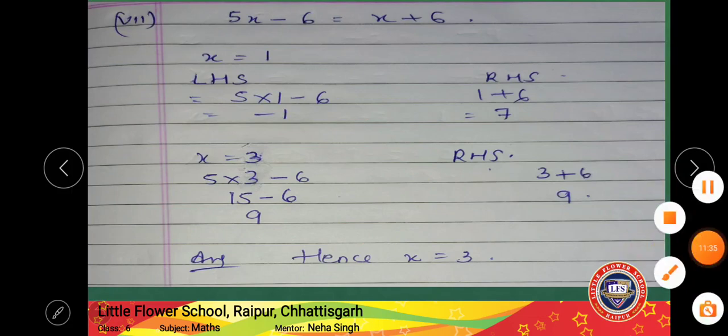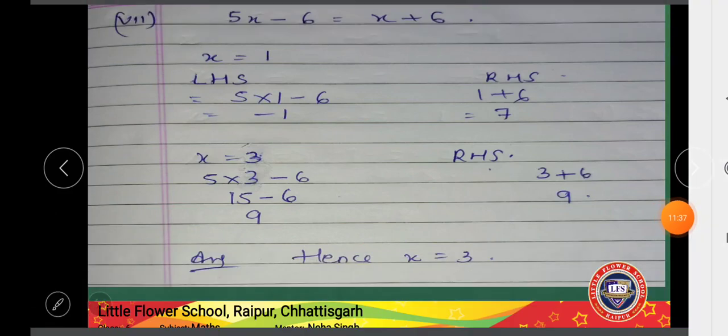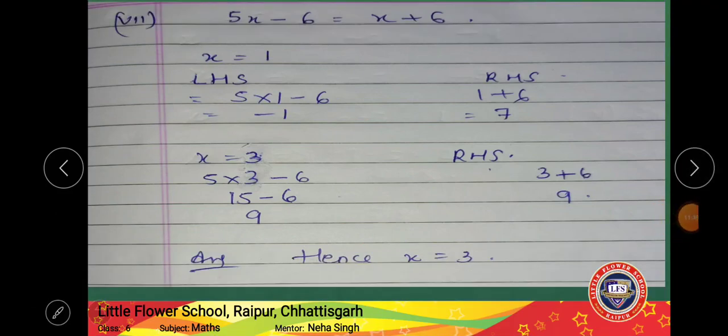Okay, now 5x. So again here also we'll have to solve the RHS and LHS simultaneously. Okay, so for both, first we'll put the value x equals 1, right? So when we put x equals 1, 5 into 1 is 5 and minus 6, 5 minus 6 is minus 1, right? This is the LHS and we'll put the value in the RHS, 1 minus 1 plus 6, which is 7. So the LHS is not equal to the RHS, right? Hence this is not the solution.